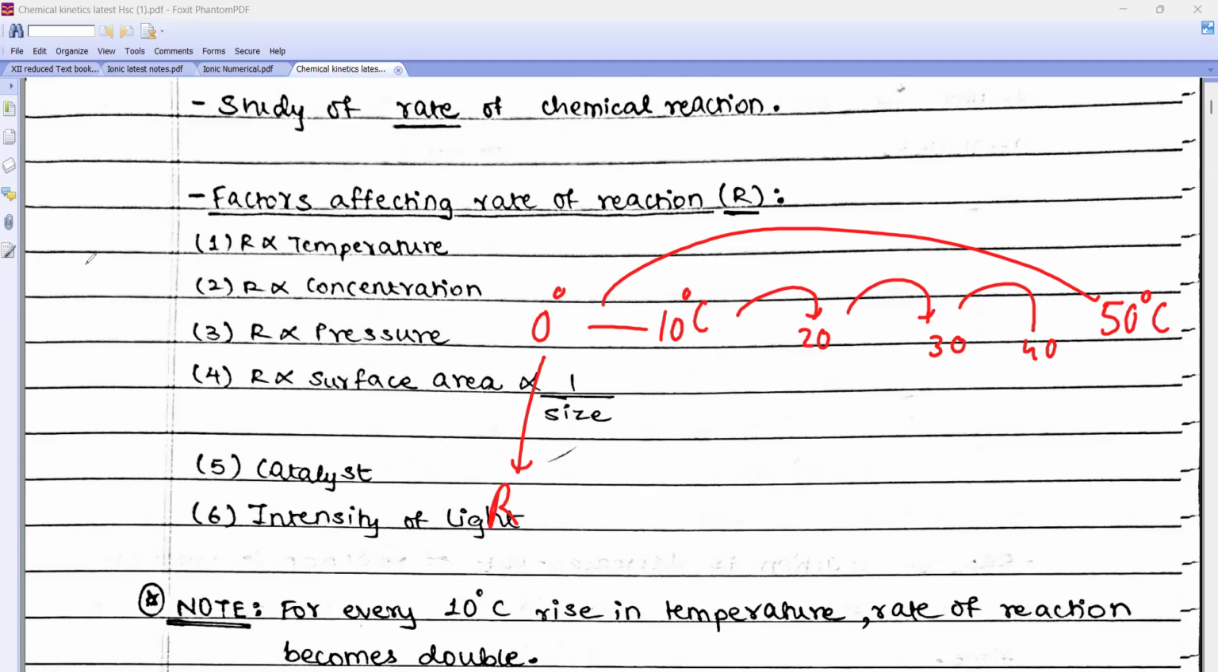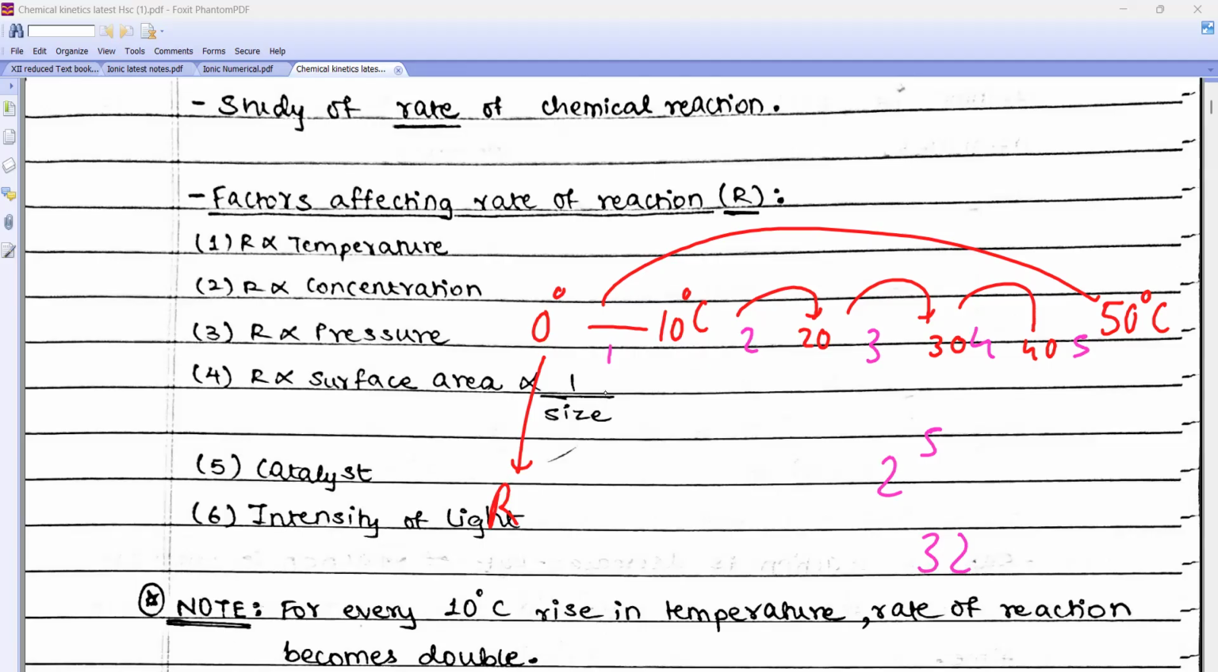So how many arrows are there in total now? Count. 1, right, beta? 2, 3, 4, and 5. So it will be 2 raised to 5. So it will become how many times? 32 times. Is this clear to all of you? So this is all about your rate of reaction.